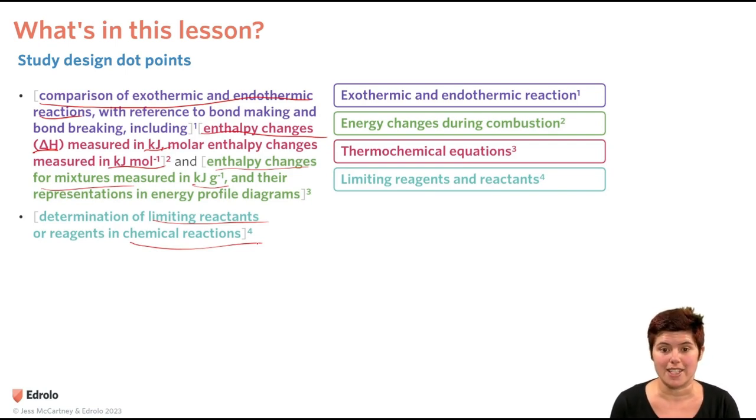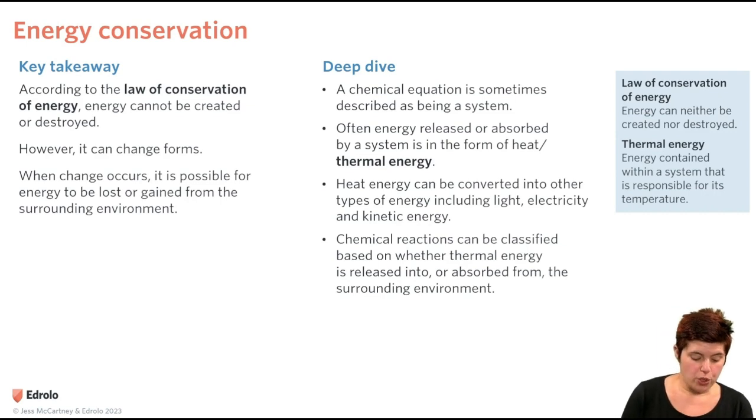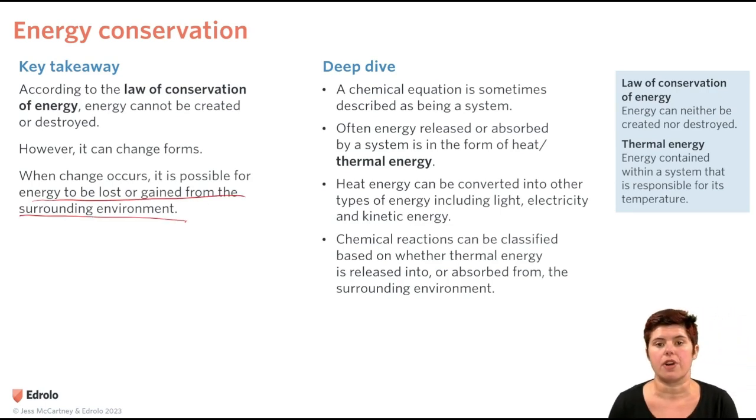So let's get started. According to the law of conservation, energy cannot be created or destroyed. This means that energy can only change forms, so we are moving it from one place to another. When a change occurs, it's possible for the energy to be lost or gained to the surrounding environment. Because of this, we can put labels on that, and that's what we're going to look at today.